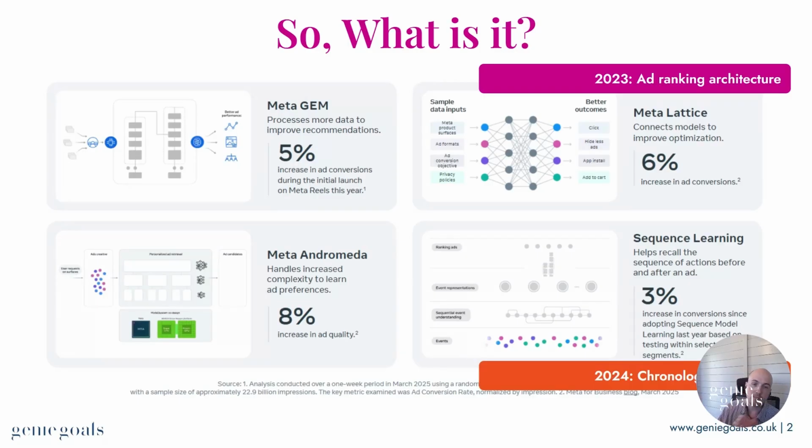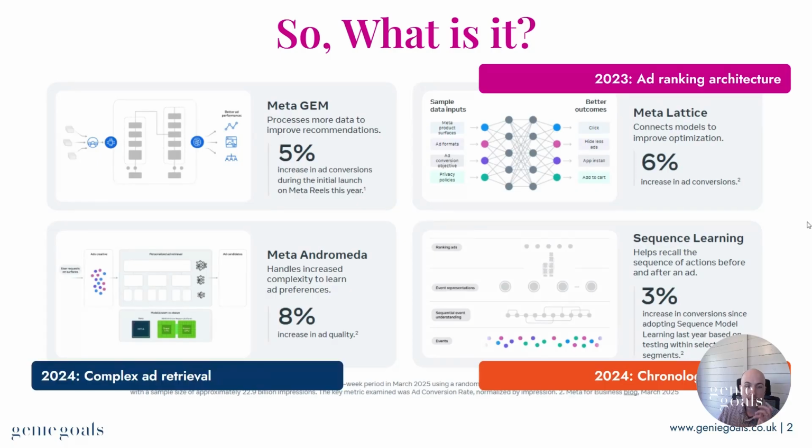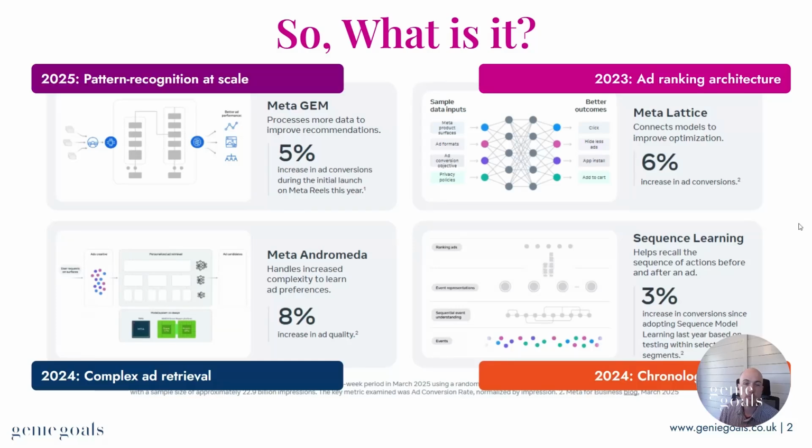We've got Andromeda, which is the buzzword really, isn't it? Everyone knows about Andromeda. It's Meta's new ad retrieval engine. It can source ads from a greater pool of ads than ever before. And then finally, we've got GEM, which is pattern recognition at scale. So it's stepping back from the individual user and looking at touch points and aspects of campaigns and creative that drive sales. So that's what it is.